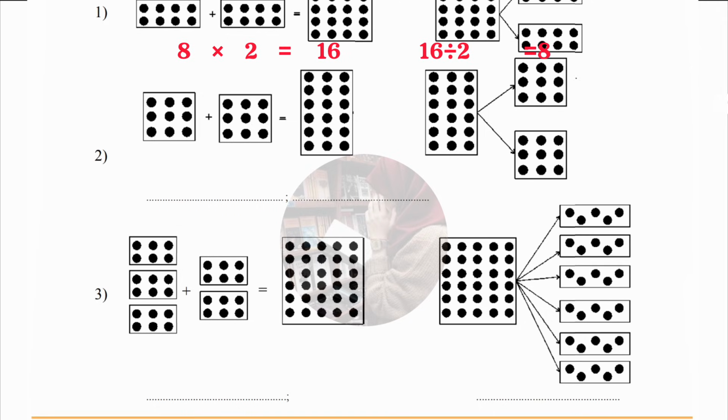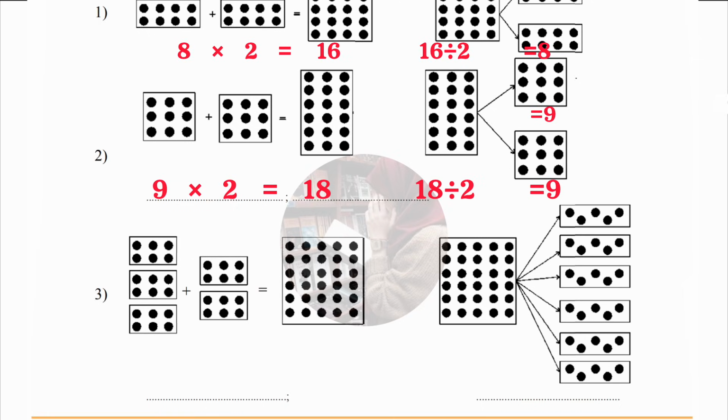Got it? Let's see the second one. So first box contains 9 dots. So we have same 9 dots in two boxes. So 9 plus 9 is 18. So 9 multiplied by 2 equal to 18. So in division form, 18 dots is there. If we divide it in two ways, we'll get the answer as 9. So 18 divided by 2 is 9. Got it? So let's see third one.